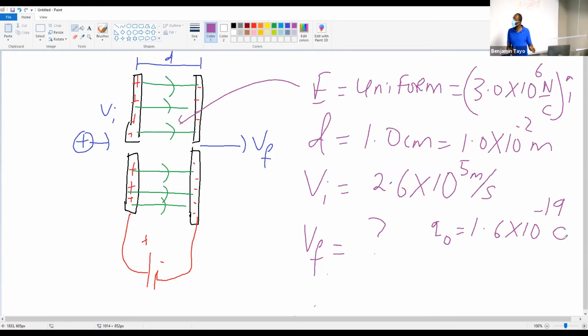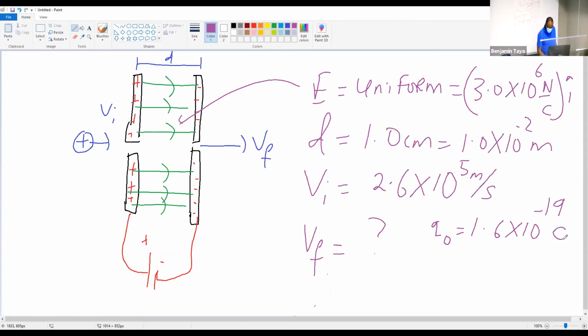Now let's think about it. If there was no electric field, this is just going to keep moving on a straight line with the same velocity, right? But the presence of the electric field is going to accelerate the proton. So I want to calculate what this final velocity is. So what's the best way to solve this problem?